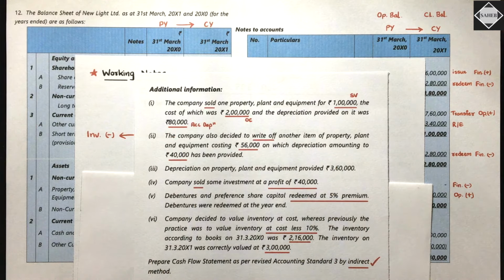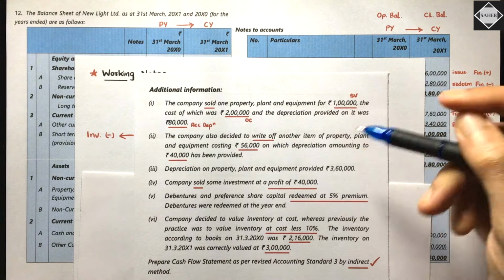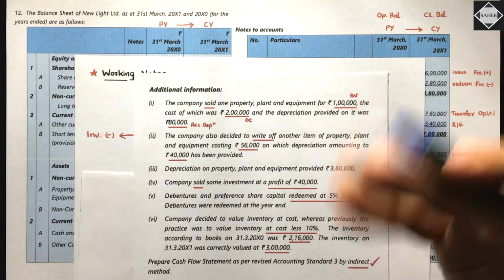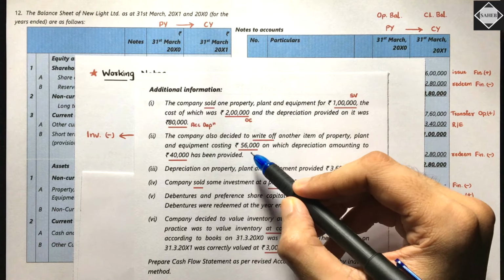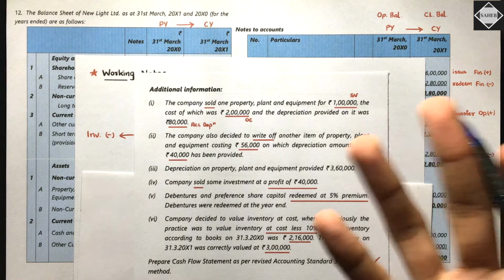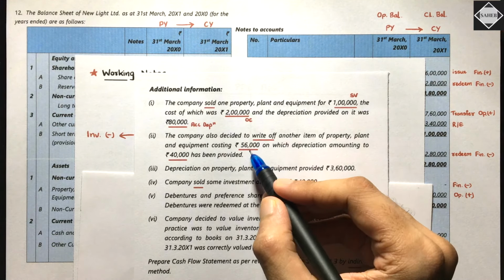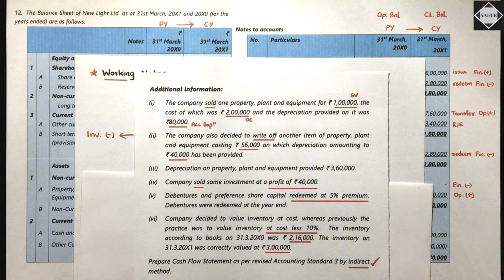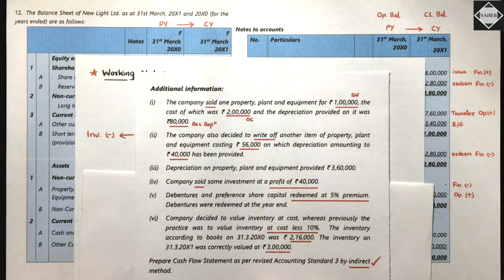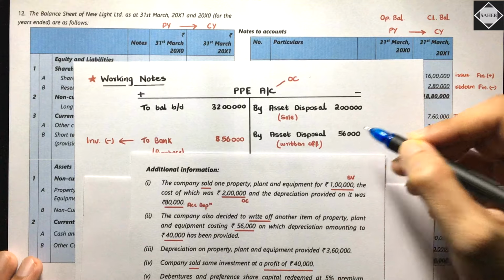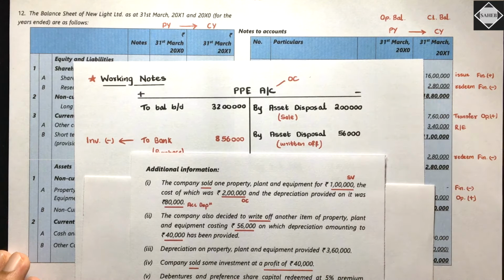Come to the second adjustment. The company also decided to write off another item of PPE costing 56,000. So we are disposing of another asset and the cost of that is 56,000. Writing off is also the same as a sale, it's just that we are not getting any money. So the original cost is 56,000. It doesn't matter whether we have sold it or disposed of it. In PPE, we just delete the original cost. PPE will be decreased by 56,000 because that's the original cost of the asset that we have disposed of, by asset disposal. In brackets you can write written off.